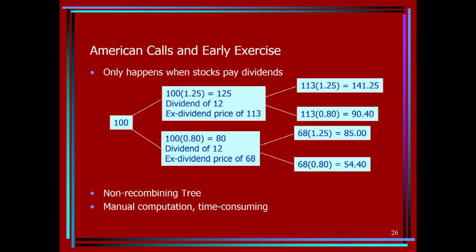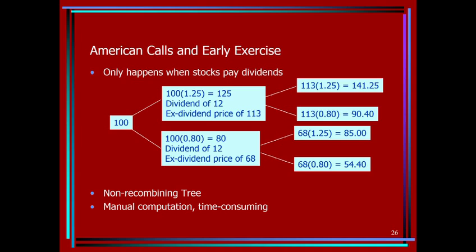Okay, how do we account for dividends? Because we know that with American calls, you will not exercise unless it pays a dividend, right? And the reason for that is because the stock price can go down and you can end up becoming out of the money. So how do you account for dividend? Well, if the stock is 100 and it pays a dividend of $12 in period 1, last week we said that you need to adjust the stock price with the present value of the dividend, right?